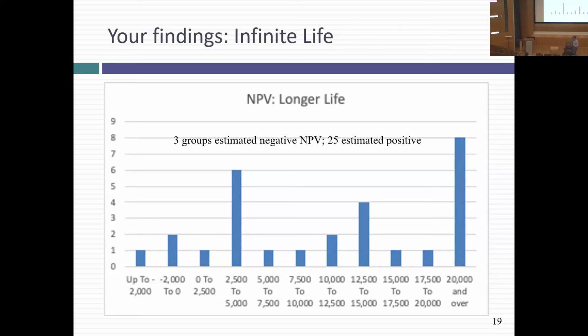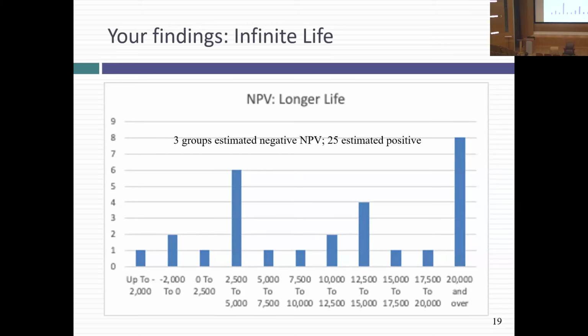So I looked at your longer life NPVs. There were three groups that had negative NPVs even with the longer lives. Their decision was a slam dunk. They were rejecting, right? But there were 25 groups, which means there are seven groups that had negative NPV in the finite life, but positive NPV.